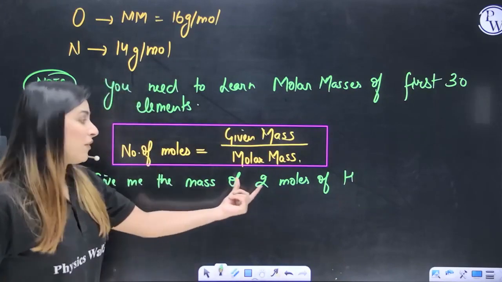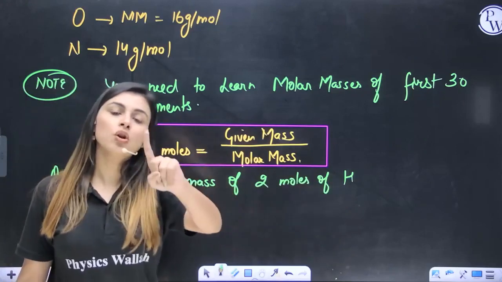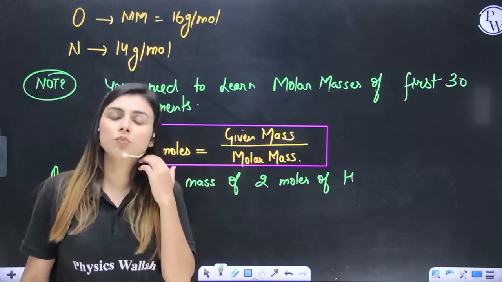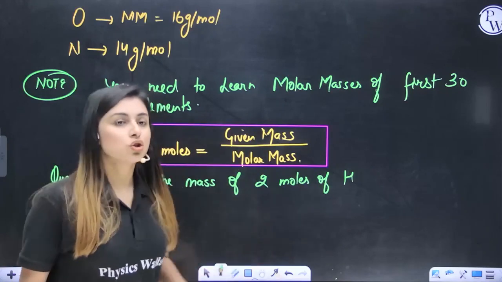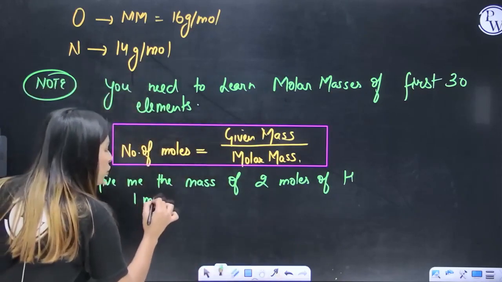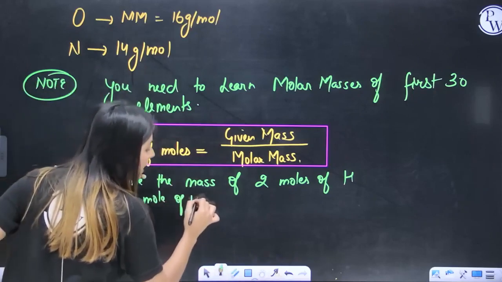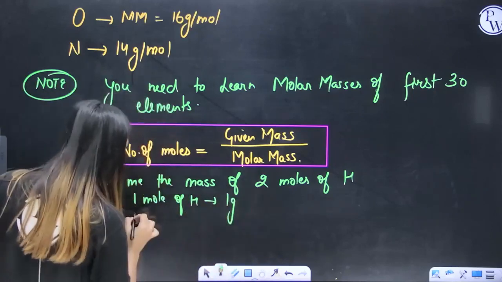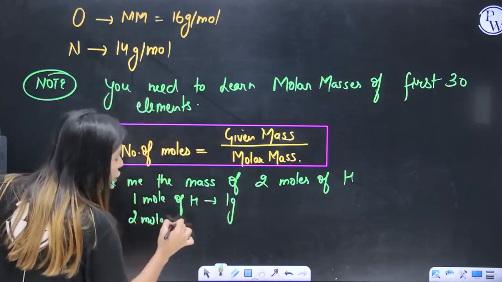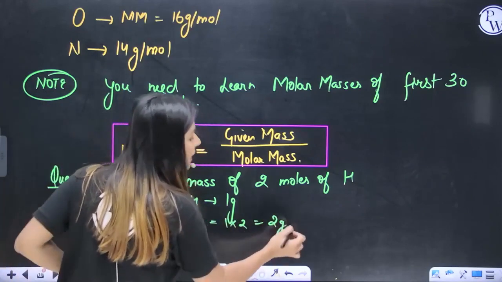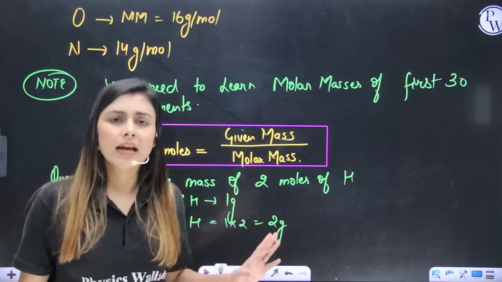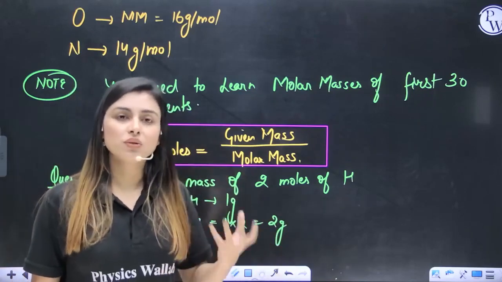See, you have 2 moles of hydrogen and you know the molar mass of hydrogen. What does molar mass mean? That 1 mole of hydrogen weighs 1 gram per mole. So 1 mole of hydrogen has a mass of 1 gram, and if you have 2 moles, then 2 moles of hydrogen will have 1 into 2, that is 2 grams mass. Easy, right? This is how you are going to use this concept.